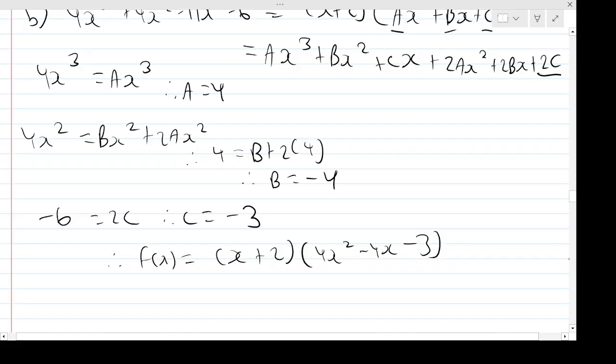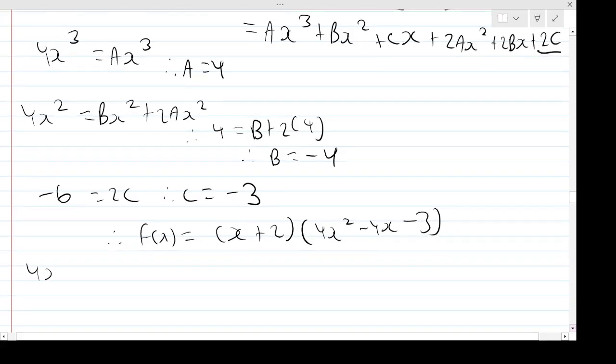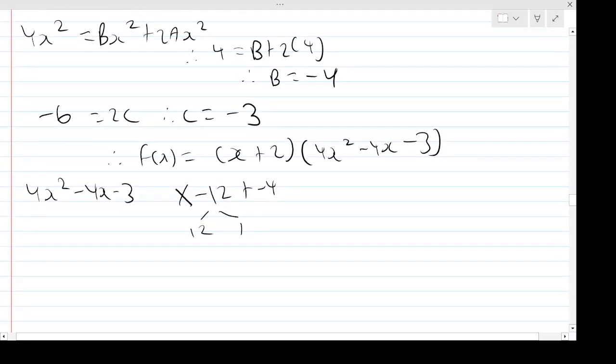Okay, but then it says to factorise completely. So can I factorise this quadratic any further? Let's have a look. So we have 4x squared minus 4x minus 3. Well, again, we have a number in front of the x squared. It's 4, not 1, sorry. So we need to consider numbers that multiply to get minus 12, from minus 3 times 4, and add to get minus 4. To help us with that, what are the factors of 12? Well, it's 12 and 1. They do not add or take away to get 4. What about the other factors, 6 and 2?